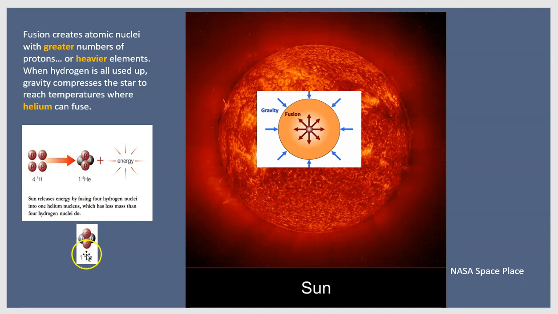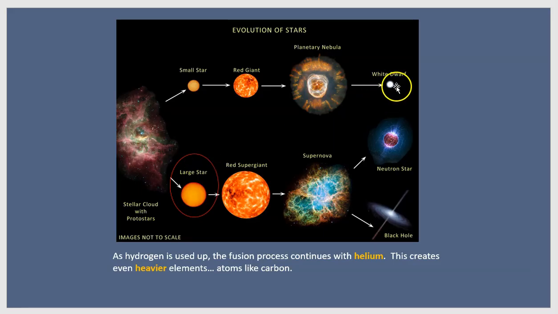But when hydrogen runs out, gravity will compress the star even more because fusion has begun to slow down. The hydrogen has run out, and so gravity starts winning the battle. But as gravity compresses the star even more, the temperatures and pressures increase to the point where helium nuclei can start to fuse together, again releasing energy. So when you fuse helium nuclei together, you make even heavier elements, like carbon atoms. In fact, the white dwarf itself is thought to be just a huge mass of carbon, pure carbon.